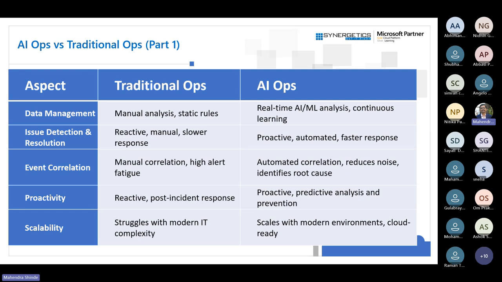Scalability. Traditional ops struggles with complex IT operations. AIOps can scale with the modern environment and with the modern cloud. AIOps is scalable. Traditional ops is not much scalable.